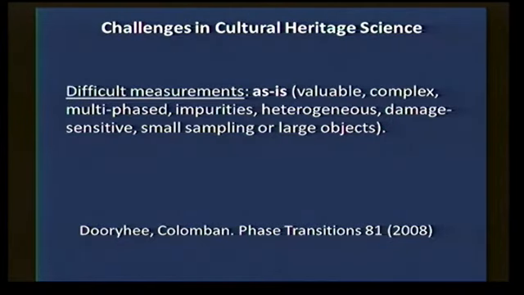One thing I should mention right now is that these are very difficult measurements. Basically, we want to use our techniques on objects or materials as is. Very often we have very valuable materials in small quantities. We don't want to destroy those materials, of course, or the objects. Very often we have a complex situation with several phases, a lot of minerals, a lot of organic materials, impurities, and a lot of heterogeneities as well. The material or the object can be damage sensitive. We have to be careful about this.